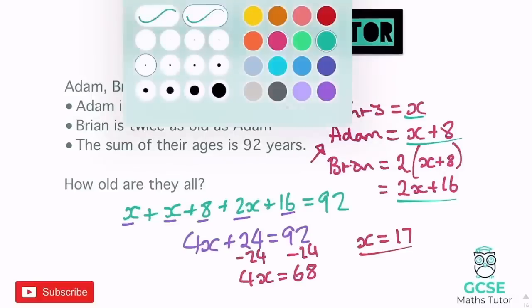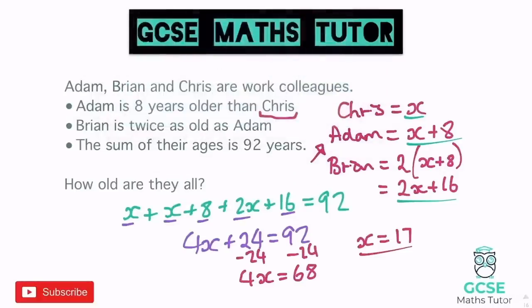So it does say how old are they all, so we could finish this off and we could just say, well, Chris was x, so Chris is 17, Adam was x plus 8, so Adam would be 17 plus 8, which is 25. And then Brian is twice as old as Adam, so Brian would be 50. Twice as old as 25, double 25. A nice little quick check there, you could just add those all up. 50 plus 25 is 75, plus the 17 is 92. So I'm happy that that works, it meets all those criteria.